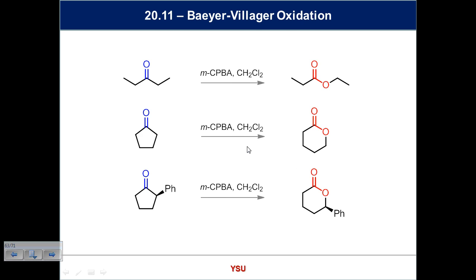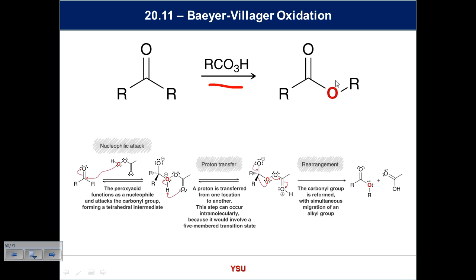I'm not sure I have a picture of MCPBA, so I probably should draw one. MCPBA, if you remember, benzene ring. We have a chlorine at the bottom, at the meta position. And then up here we have a carbonyl next to an oxygen. It's starting to look like a benzoic acid, but it has an extra oxygen. That's where the peroxy part comes in.